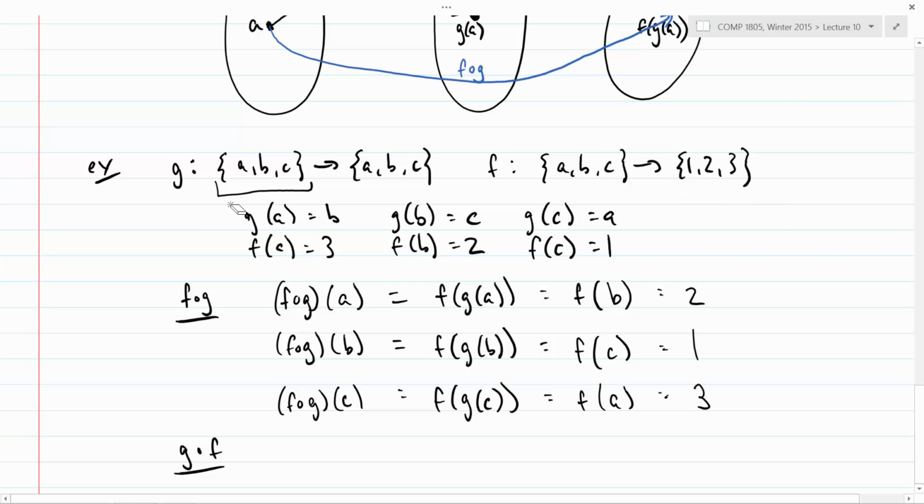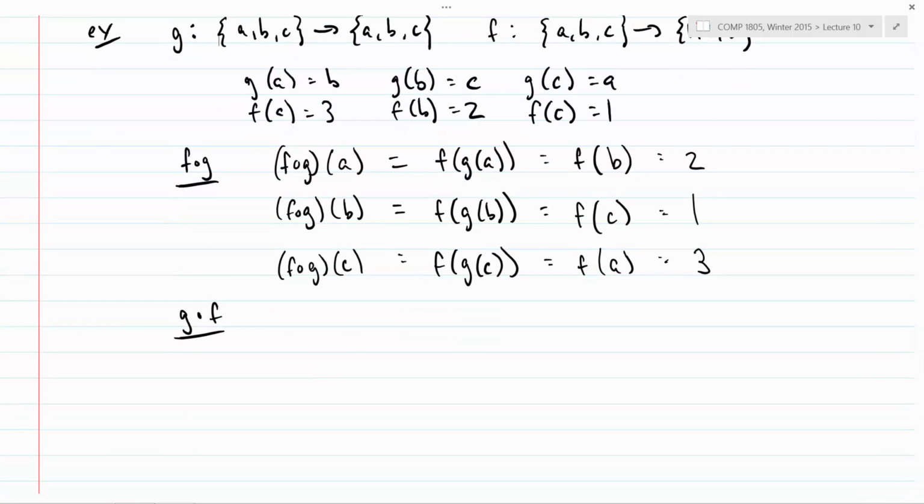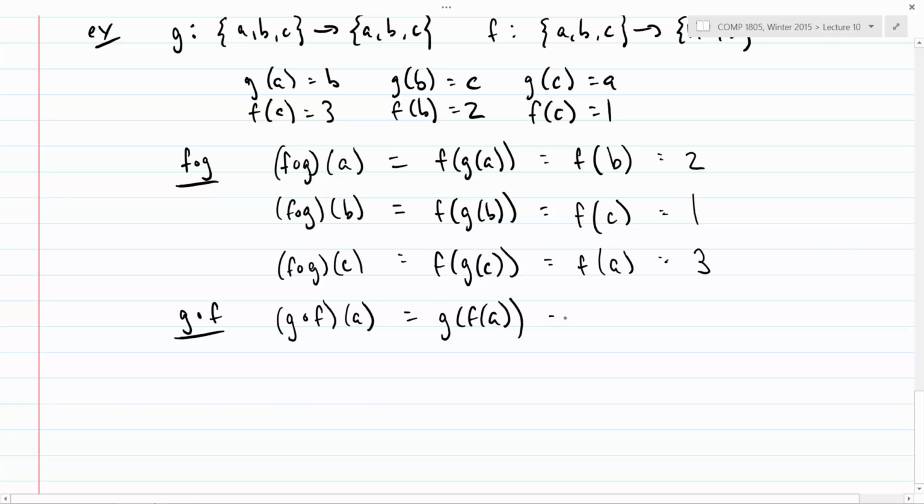If you forgot that rule and wanted to try anyway, well, you would do this. So g follows f. I do f first, so I need to get an input from f. So g follows f of a. Well, even that one will be enough. G follows f of a. That's g of f of a. F of a is 3, so this is g of 3. And what is g of 3?